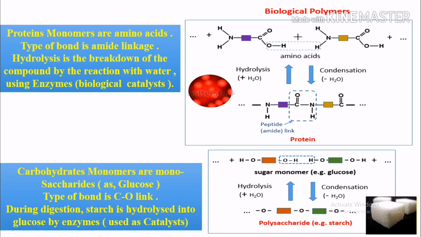We said we have two types of natural polymers. The first type is used in making proteins. The second type is used for making polysaccharides, or we can say sugars, carbohydrates, and so on. At first, the first type is proteins. In proteins, our monomers are amino acids. Amino acids are bonded together by amide linkage.